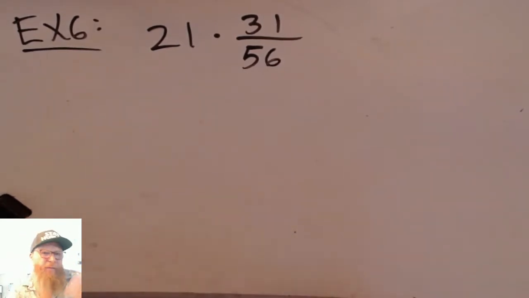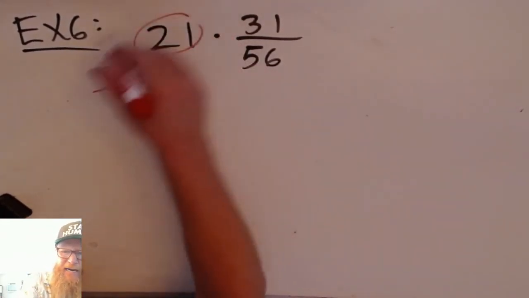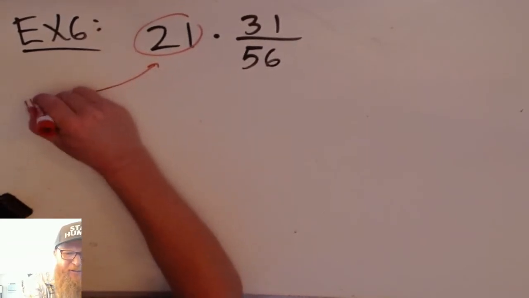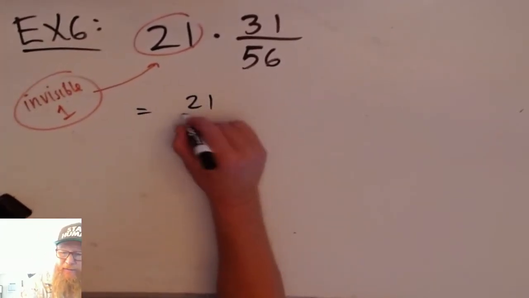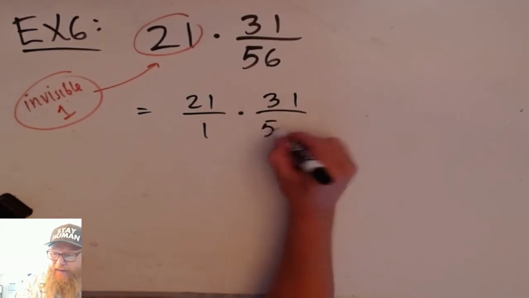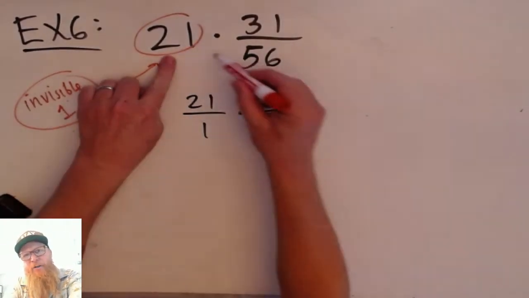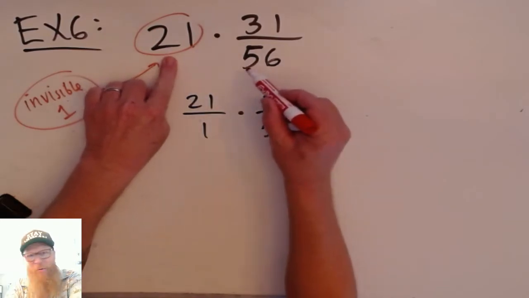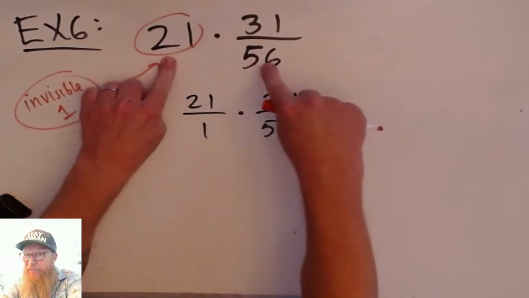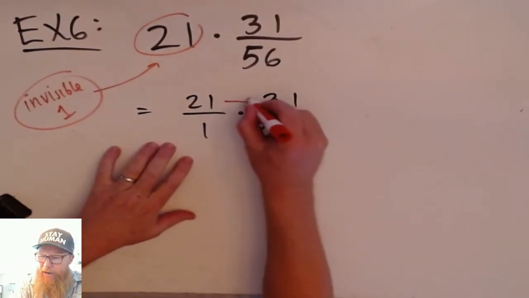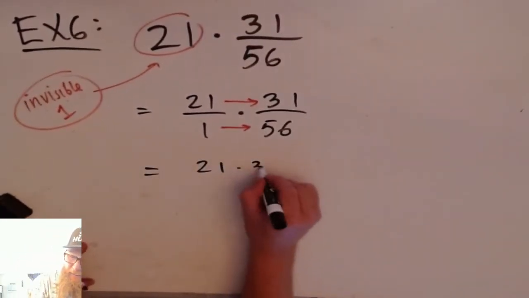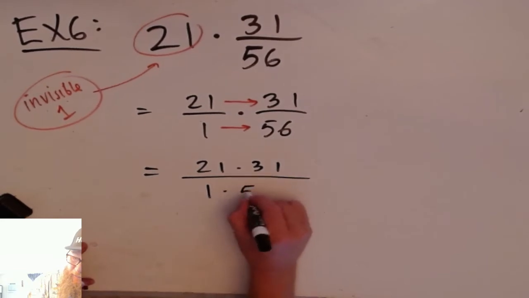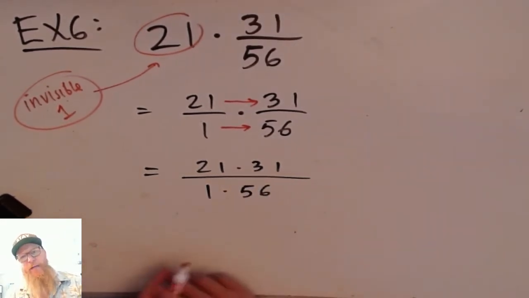Again, multiply. I didn't put the instructions, but they're all multiply. If you see a whole number or an integer, there is an invisible 1 in the denominator. That is very important because I don't want you going like this. No way, don't do that. Don't go 21 times 56. That will screw everything up. The 21 multiplies by the 31, and the denominator gets multiplied by 1.